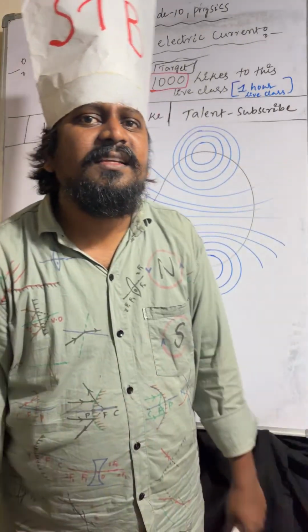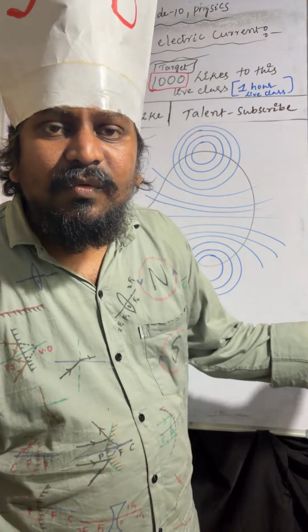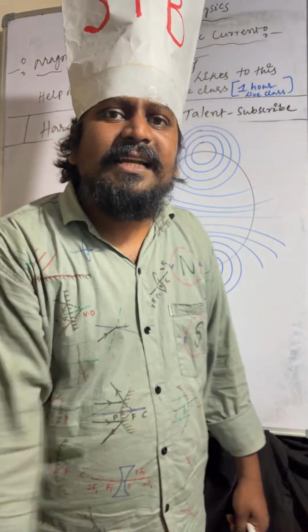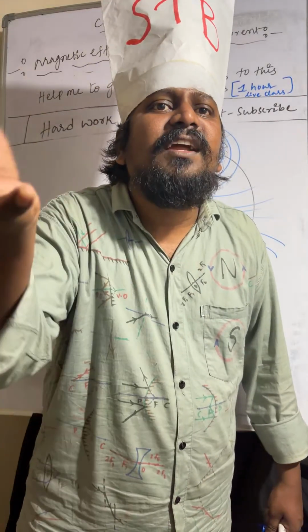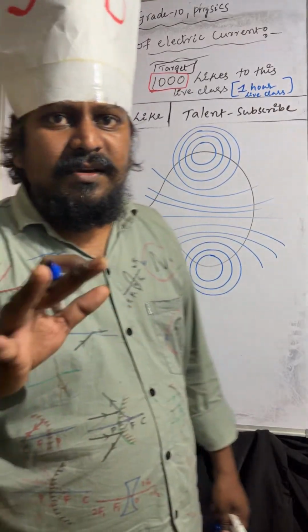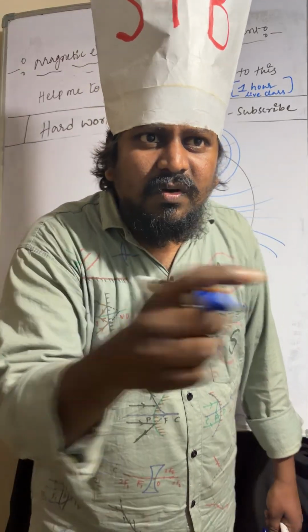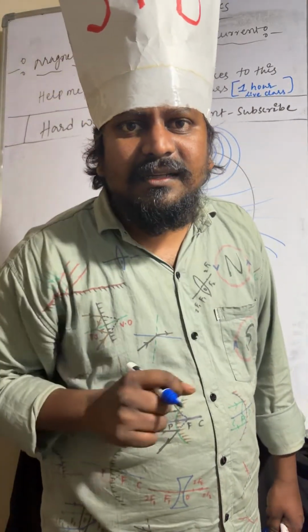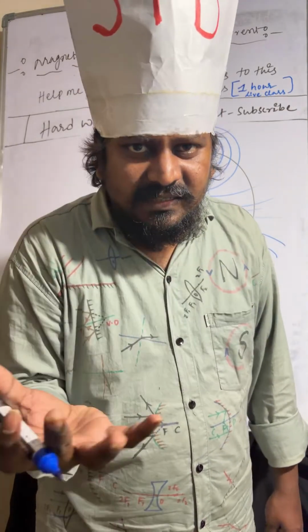The magnetic field is more at the center. Why? What is the reason? Why is the magnetic field more only at the center? Why can't it be at the circumference? So here, these are the circumference, right? Yes or no? How can you say like that?